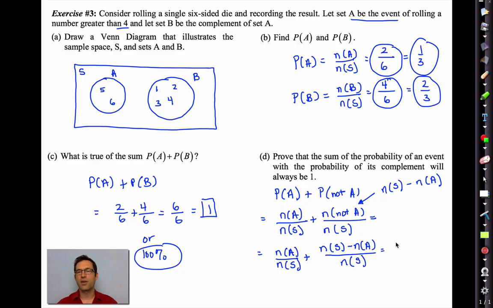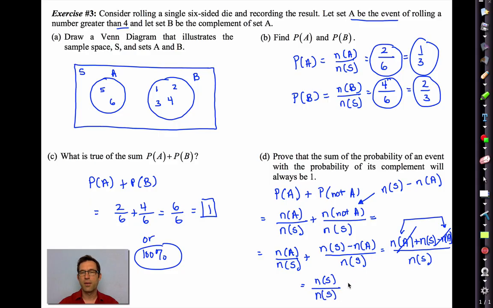Because these fractions have a common denominator, I can now add them together, and I'll get NA plus NS minus NA divided by NS. Sorry about that, but do you notice that these two are opposites, right? Positive NA, negative NA. So they cancel. What do we get? We get the number of elements in the sample space divided by the number of elements in the sample space, and that has to be 1.